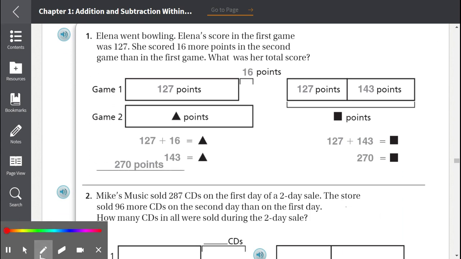Number 1. Elena went bowling. Elena's score in the first game was 127. She scored 16 more points in the second game than in the first game. What was her total score?